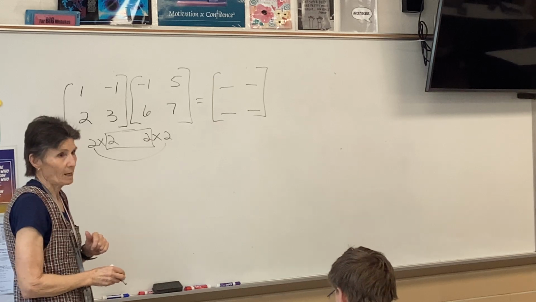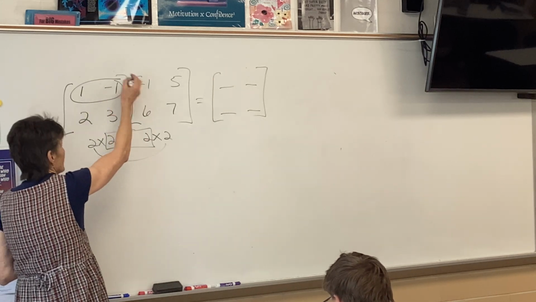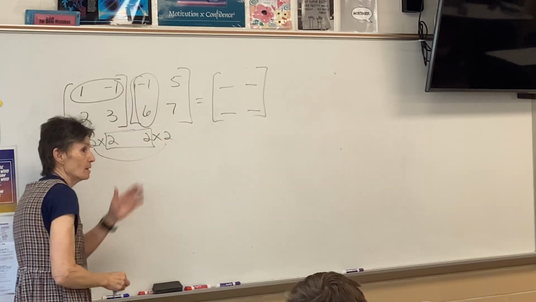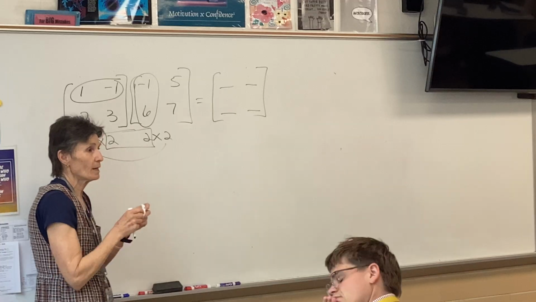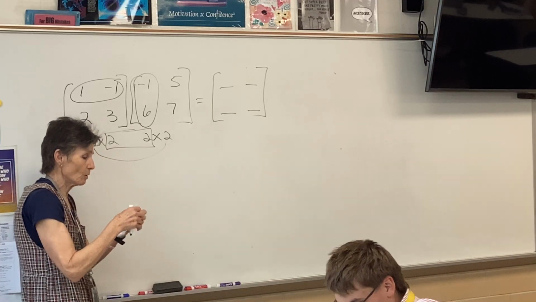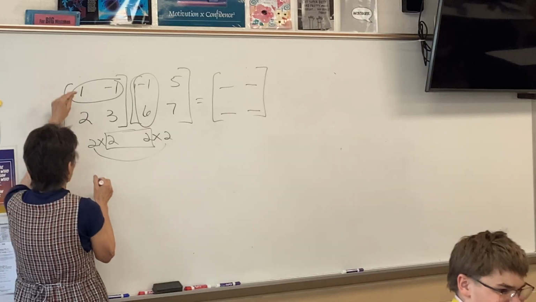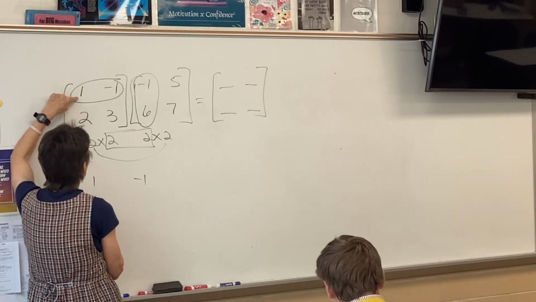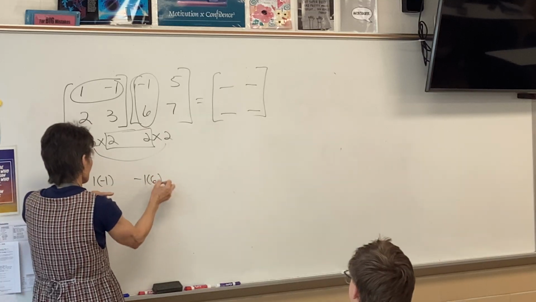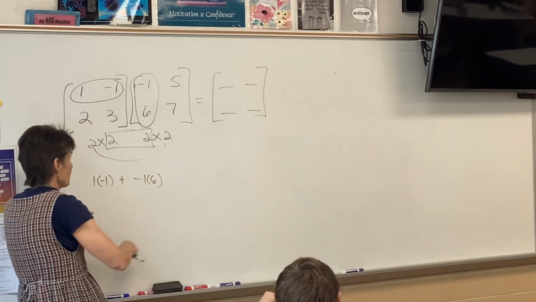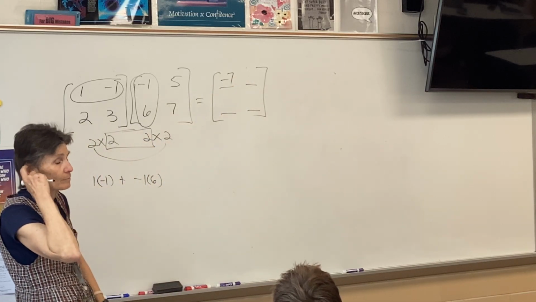When we multiply, it's row times column. RC, always rows first. We're going to do the row first. So row times column. My row is 1, -1. My column is -1, 6. Multiply each pair, add them up. I got -7. Did you? Yeah.